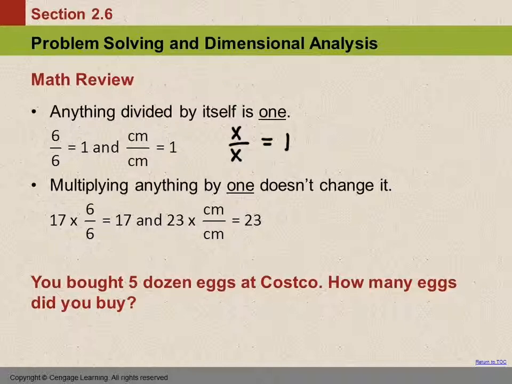You bought 5 dozen eggs at Costco. How many eggs did you buy? Now, I think a lot of you can figure that out in your head, right? How many would that be? 60. How'd you do that? 5 times 12, right? Why wasn't it 5 divided by 12? Because you understand what's going on, right? You realize that 5 divided by 12 would be less than 1, and obviously you have more than one egg, right?